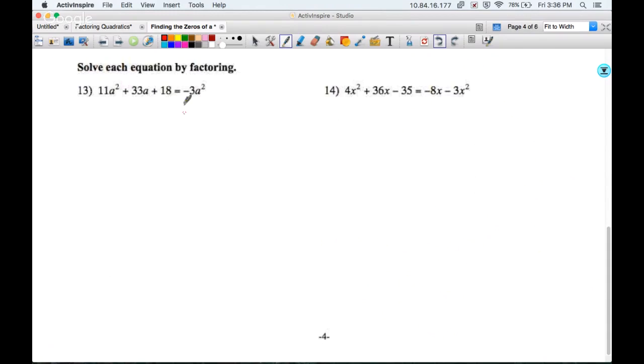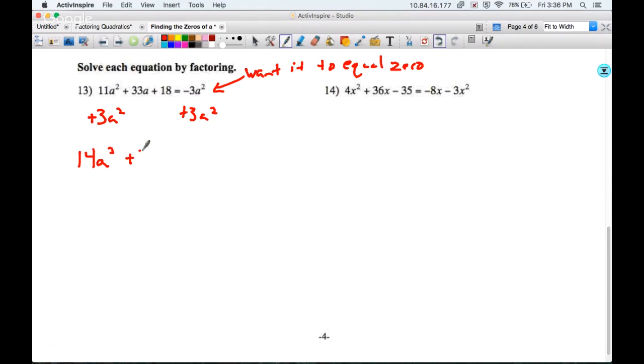So number 13. First thing I'm going to do is I want to get it into standard form equals 0. So we want it to equal 0. I can do that by adding 3a squared to both sides. I'm going to get 14a squared plus 33a plus 18 equals 0. Now, because I cannot simplify this any further, at least I don't think I can, it doesn't look like any of these are divisible by the same number, what I'm going to do is factor by grouping.